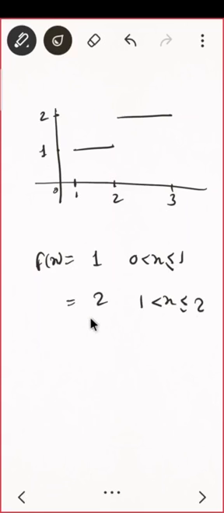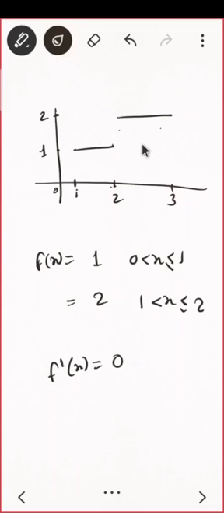What do you see about the derivative of the function? What do you know about f dash of x? Do you see it is 0? Because in this interval it is 0, in this interval it is 0, constant. But what do you know about the function? Do you see this is not a constant function?